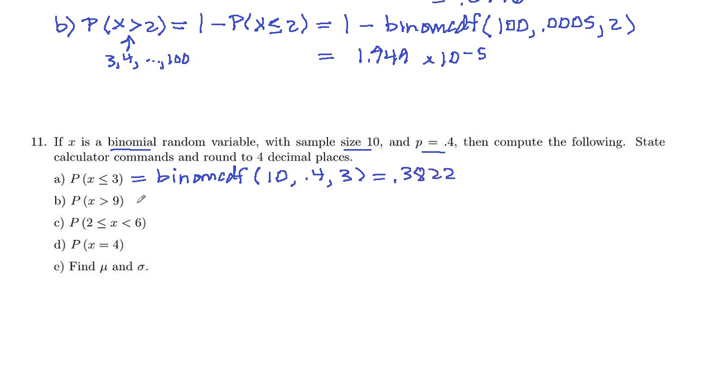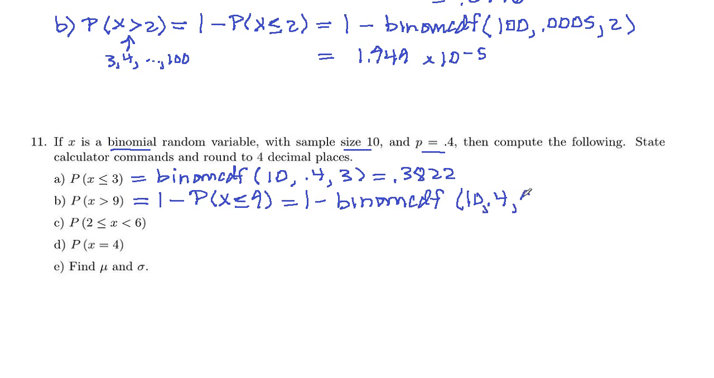And then greater than 9, we have to write that in terms of a less than or equal to, because CDF is a less than or equal to probability. So it's 1 minus the opposite probability, which would be, if it's not greater than 9, it's less than or equal to 9. So that's going to be 1 minus binom CDF, and that will be 10, 0.4, and 9. Plug that in the calculator, you'll get 0.0001.